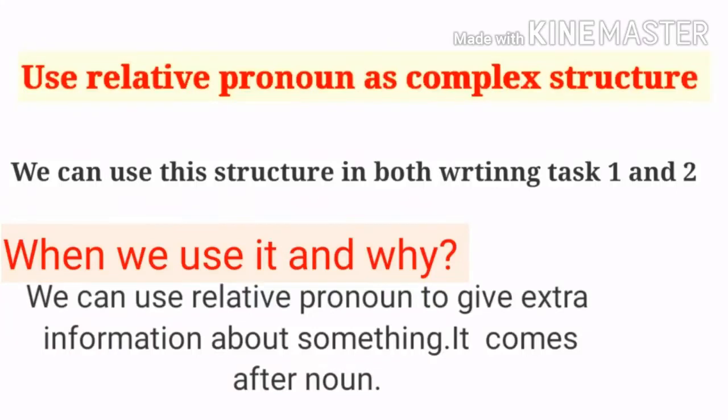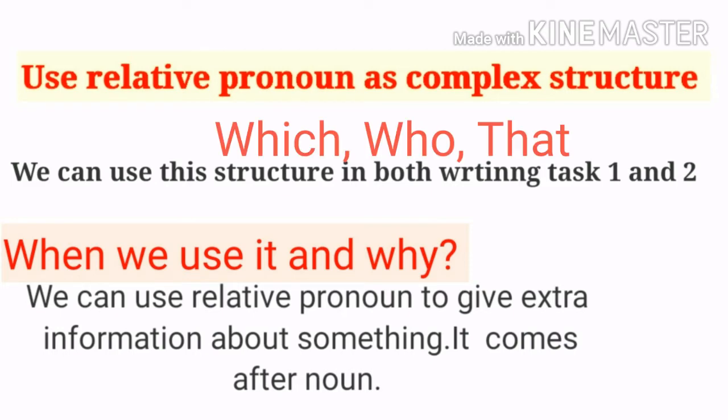If you want to get band 7 in your writing task, then you have to use relative pronouns as a complex structure. We can use this structure in both writing task 1 and 2. When do we use it and why? We can use relative pronouns to give extra information about something. It comes after a noun. Which, who, that, these are relative pronouns.